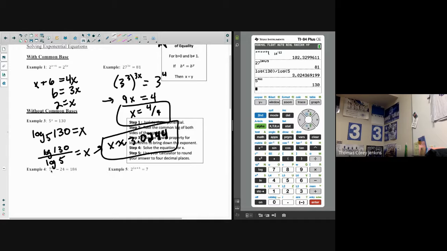Okay, looking at the next one, the first thing you'd want to do is move over the minus 24, but I'm going to skip that one because there's a calculator issue in example 5 that I'd like to address on the video.